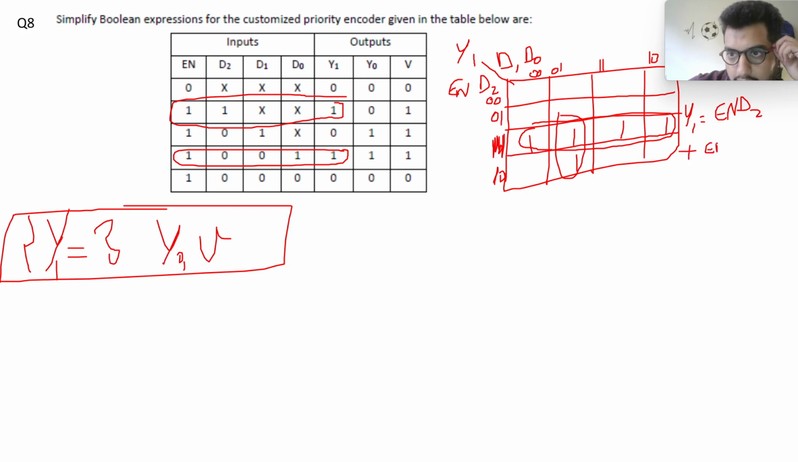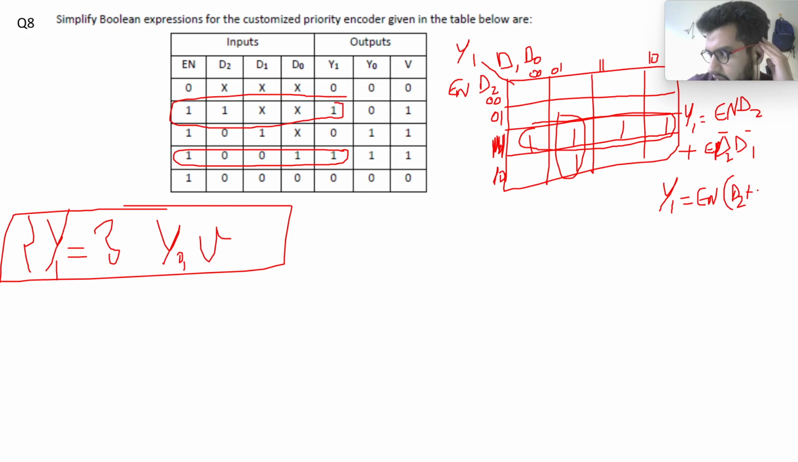plus en, what should I say, en d2 bar, yes. En d2 bar because of this zero factor, and it's 0 0 0 1, so it's d1 bar. So y1 will be equal to en d2 plus d1. So y1 will be equal to en d2.